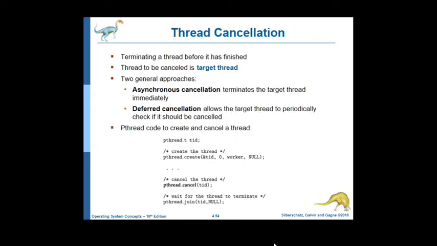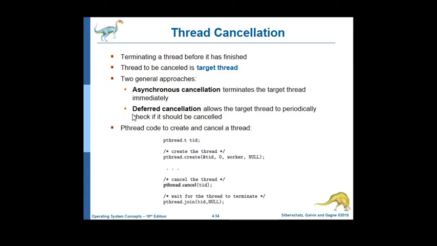So we look at thread cancellations. Thread cancellation involves terminating a thread before it has completed. A thread that is to be cancelled is often referred to as the target thread. Cancellation of a target thread may occur in two different approaches. The first approach is asynchronous cancellation, which terminates a target thread immediately, even if it is in the middle of performing an update.